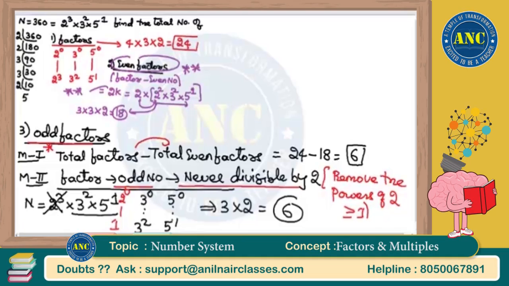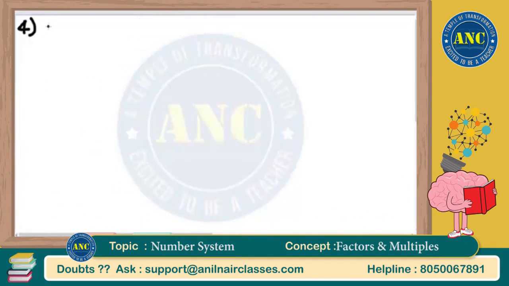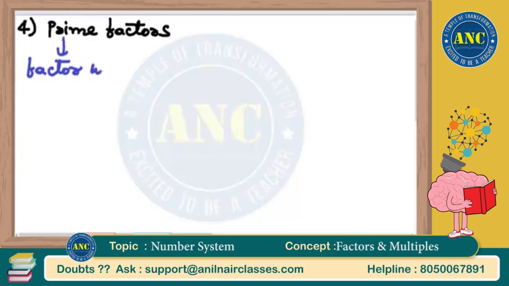Not only the questions which are there in the regular books, we will also develop some more questions so that in factors and multiples, any question you can solve. Fourth question, prime factors. What do you mean by a prime factor? Even factor means a factor which is an even number. Prime factor means a factor which is a prime number.